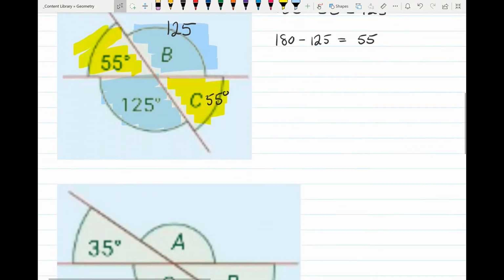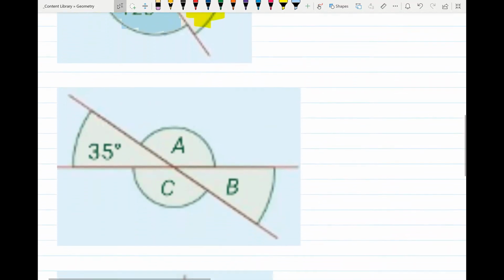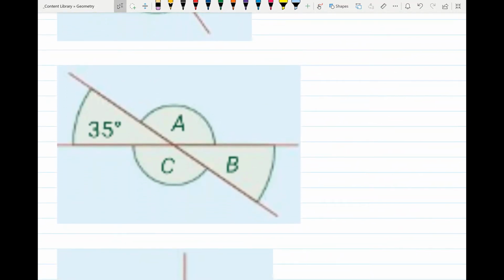Let's look at another system. Here's one. So now that we've just learnt about vertically opposite angles, straight away I can fill in that this angle B is going to be 35 degrees because it's opposite the other 35 degrees. So those angles are the same.